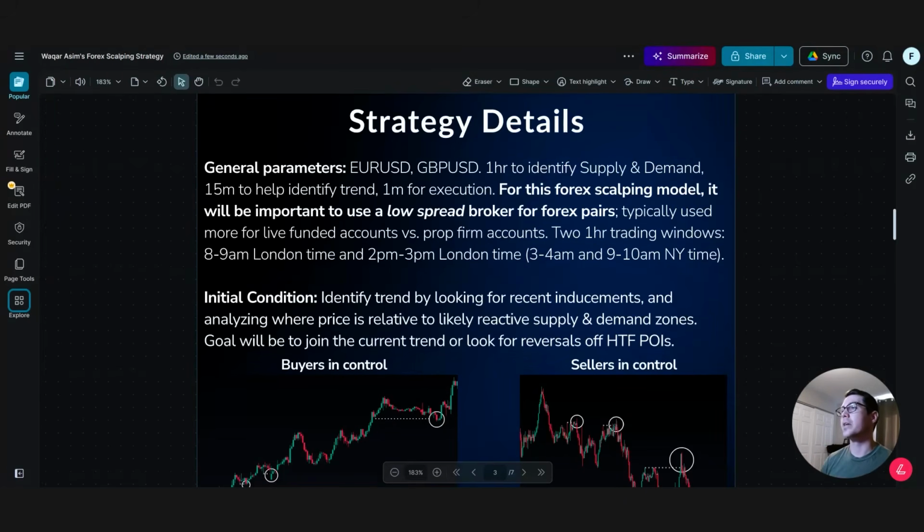It's actually a little bit pre-market. So basically 9 to 10 New York time, or 3 to 4 London time, and 8 to 9 and 2 to 3 London time are basically the 2 hours he trades.